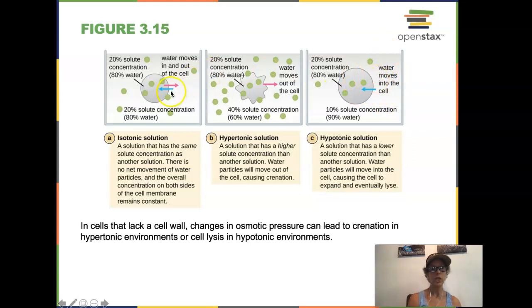And if you look at this little cartoon cell, when it's isotonic, it's nice and round, it's happy. When it's in a hypertonic solution, water moves out and it shrivels up. And if it's in a hypotonic solution, water moves in and it will swell up. If it has a cell wall, that might protect it. If it does not, that cell will burst.